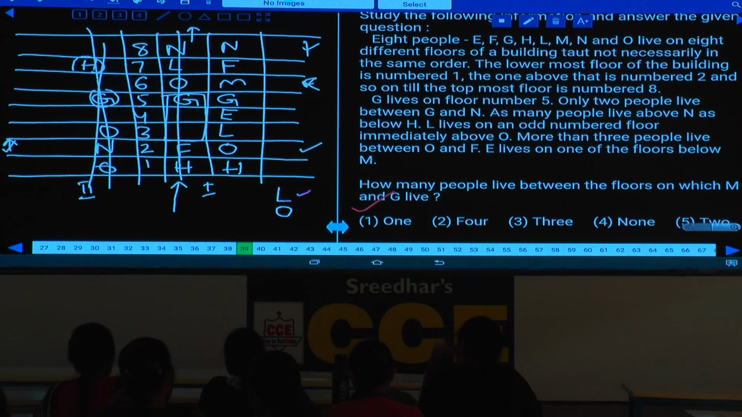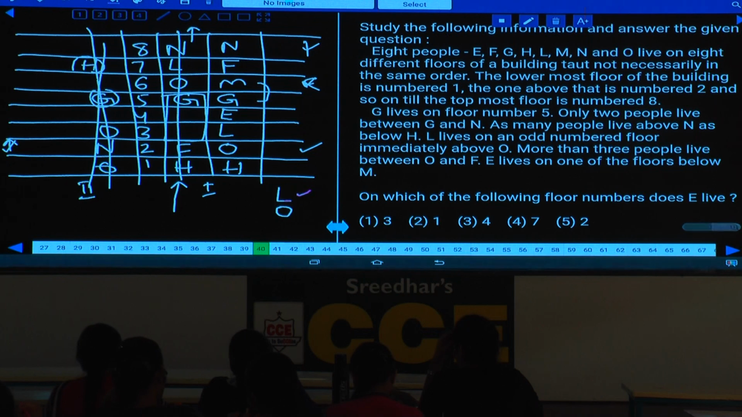Then question number 39. How many people live between the floors on which M and G live? Now between M and G, how many persons are there? There are no persons in between these two, isn't it? Hence no one, that is choice 4, none. These two persons are living on adjacent floors. The next one: on which of the following floor numbers does E live? E lives on the fourth floor, that is choice 3. Question number 40, choice 3.